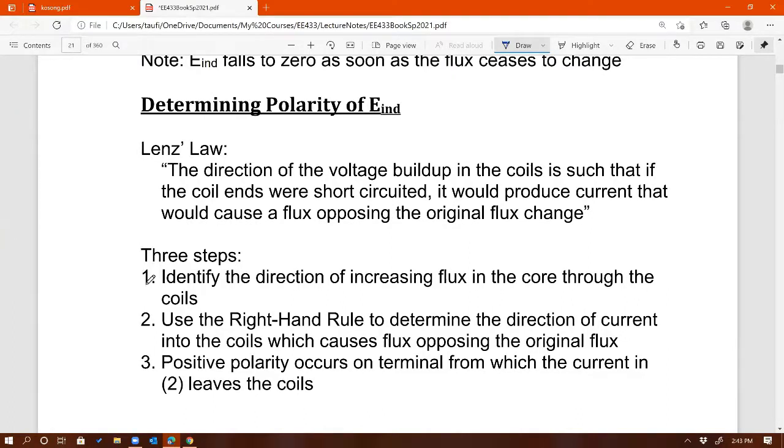So I'll just present it in 3 steps to determine the polarity. First, identify the direction of the increasing flux in the core through the coils. Step number two, use the right-hand rule to determine the direction of current into the coil which causes flux opposing the one that you determined from number one, the original flux. And then number three, the positive polarity of the induced voltage occurs on the terminal from which the current leaves the coil. Okay, so those are the three steps that I summarized from Lenz's law.